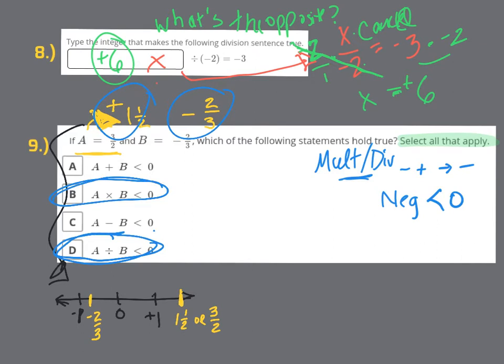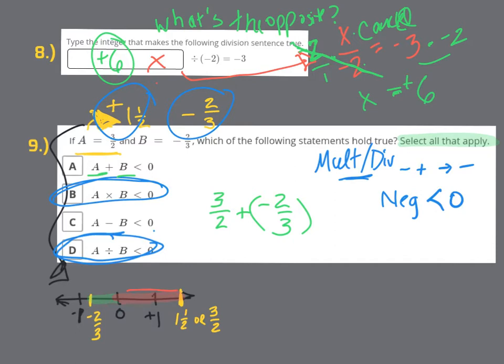Okay, now I still need to analyze A and C. So let's take a look at those. A, I'm adding them together. So I would have 3/2 plus negative 2/3, right? And I want you to look at them here. If I look at this, I've got negative 2/3. Here's my distance from here to here. And then if I've got 1 1/2, that would be the distance from here to here. So hopefully you can see which distance is further, okay? The larger distance should very clearly be this one here, right?